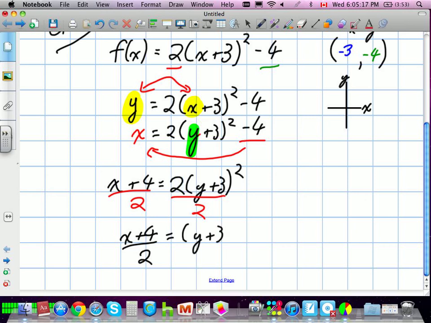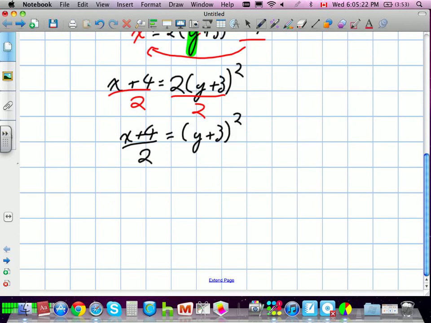Anyways, then we're left with (y plus 3) squared. Again, the goal is to isolate our y. So instead, do you do the square root of both sides? Yeah, exactly. We're going to square root both sides.